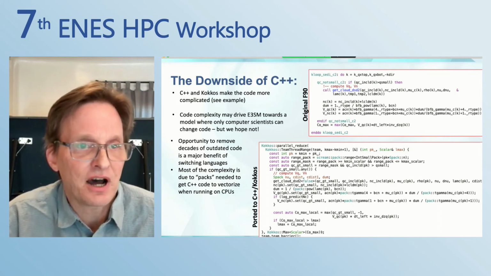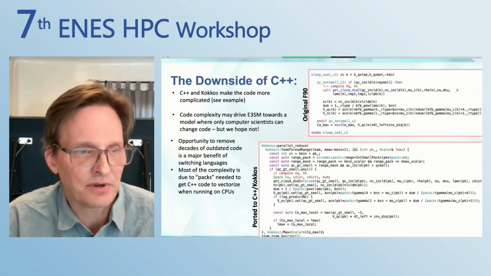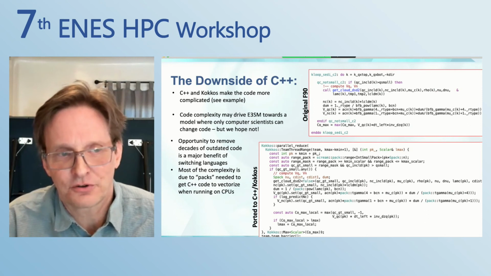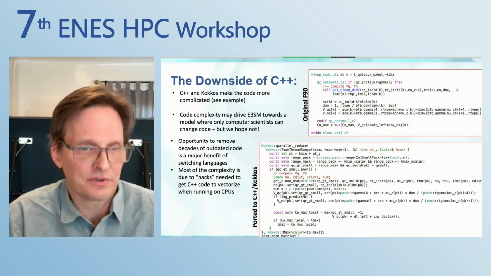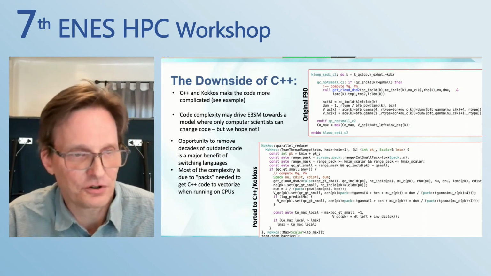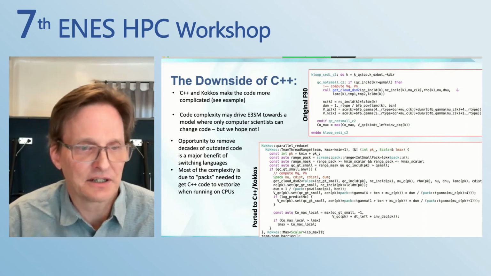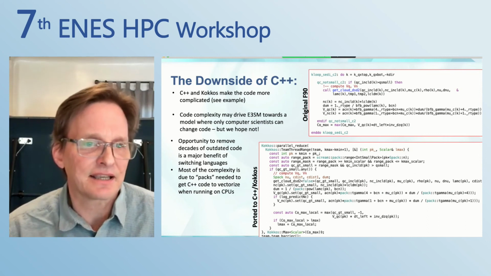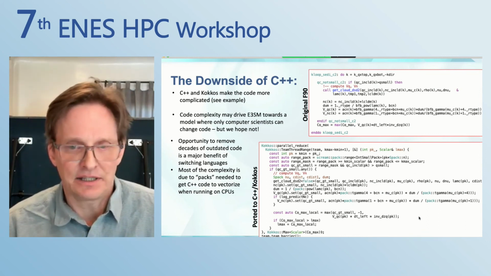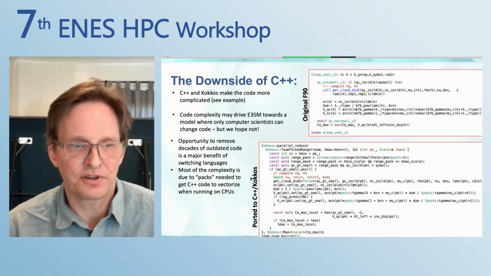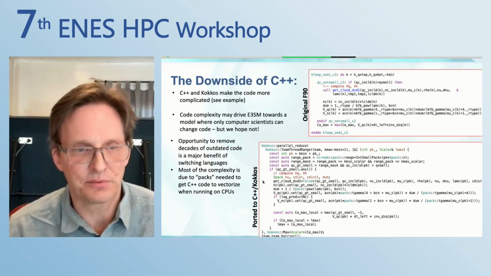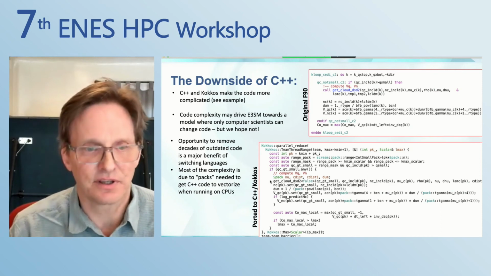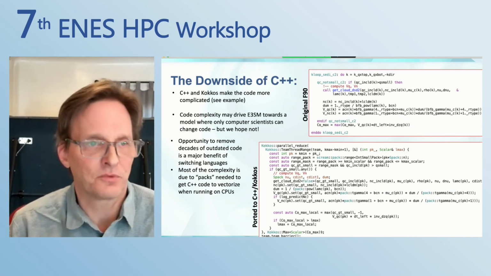But one advantage of rewriting the entire model in C++ is that it does provide a great opportunity to remove decades of very old code that we've accumulated in our Fortran code base over many years. And much of the added complexity in the C++ code shown here is due to the packs needed for vectorization. If you were only targeting GPUs, this would be a little bit more Fortran-like.